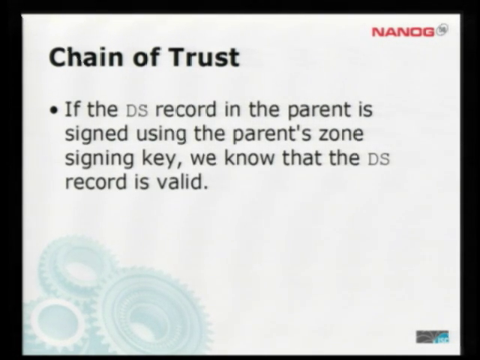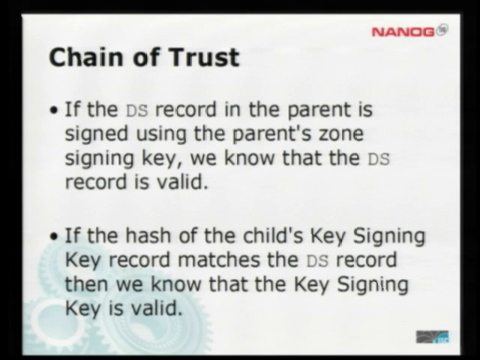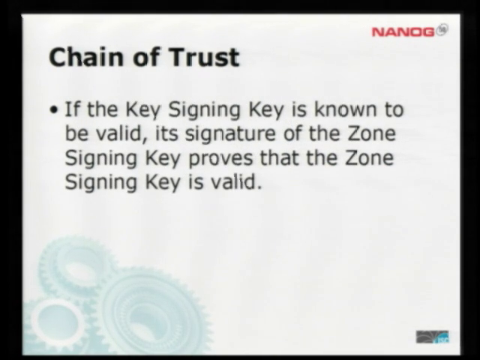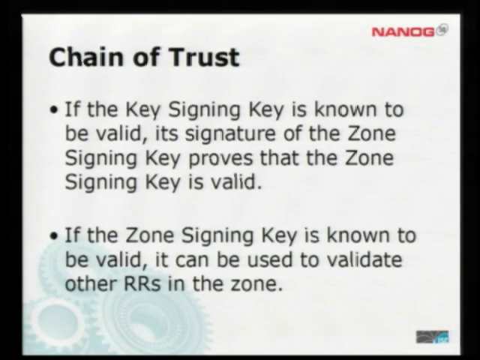If the DS record in the parent is signed using the parent zone signing key, we know that the DS record is valid. If the hash of the child's key signing key record matches the DS record, then we know that the key signing key is good. We then use the key signing key to validate the zone signing key. So we know that the zone signing key is good. And then we can validate all other resource records in the zone.